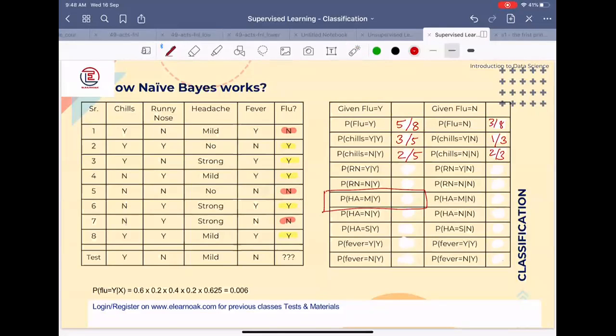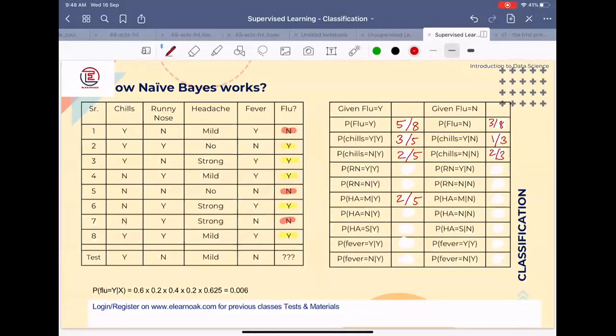So what should be on my denominator? My denominator should be 5, because there are 5 examples of chills as yes. Now within these 5 examples, how many examples of headache as mild? Yes and headache mild, yes and headache mild. That's it. Only 2 examples. So I get 2 by 5. Okay. Let me do one more.